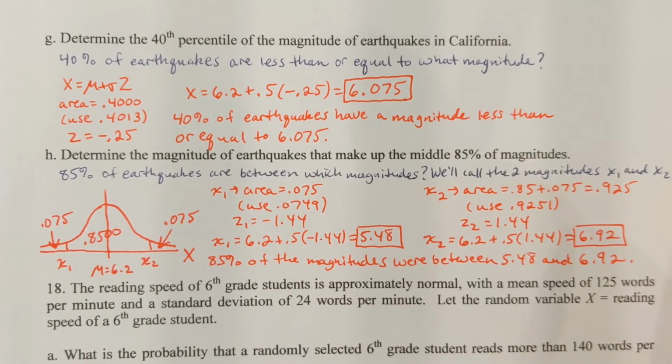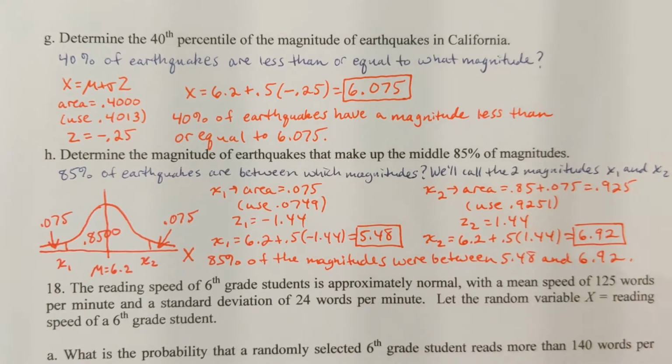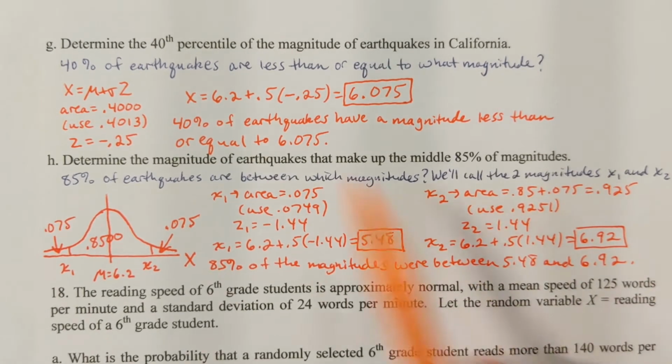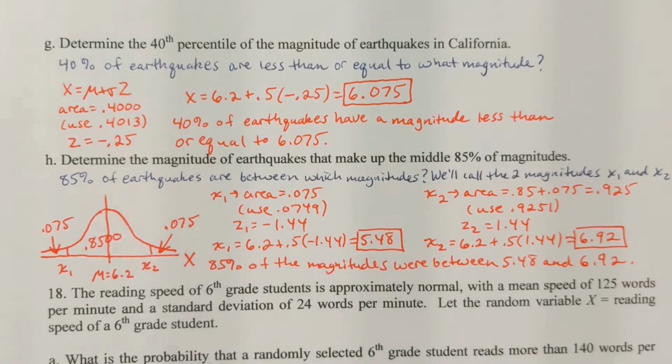Okay, we had already done parts A through F on that first page. I'm on part G now. It says determine the 40th percentile rank of the magnitude of earthquakes in California. Okay, a kth percentile rank means that k% of the data is going to be less than or equal to k. In this problem here, I want to know 40% of earthquakes are less than or equal to what magnitude?